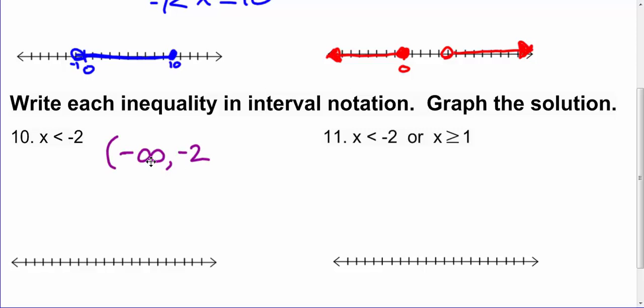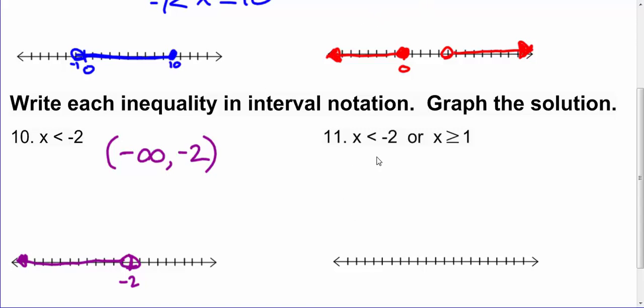We've already talked about you can't include infinity. And in this case, it says less than, so it's not including -2 either. And I'm going to decide, just because I can, that that's -2. Open circle, arrow goes left, and it looks like that. That's a pretty fast one.